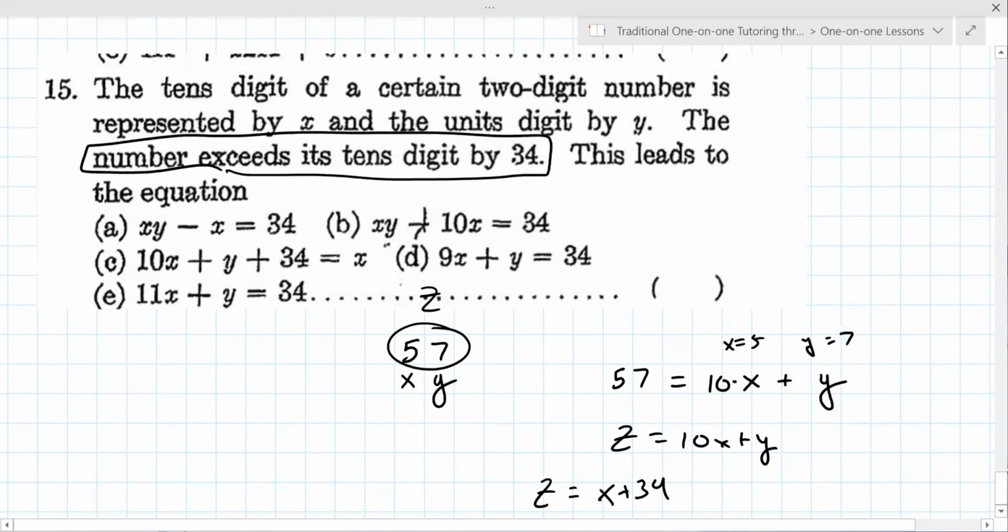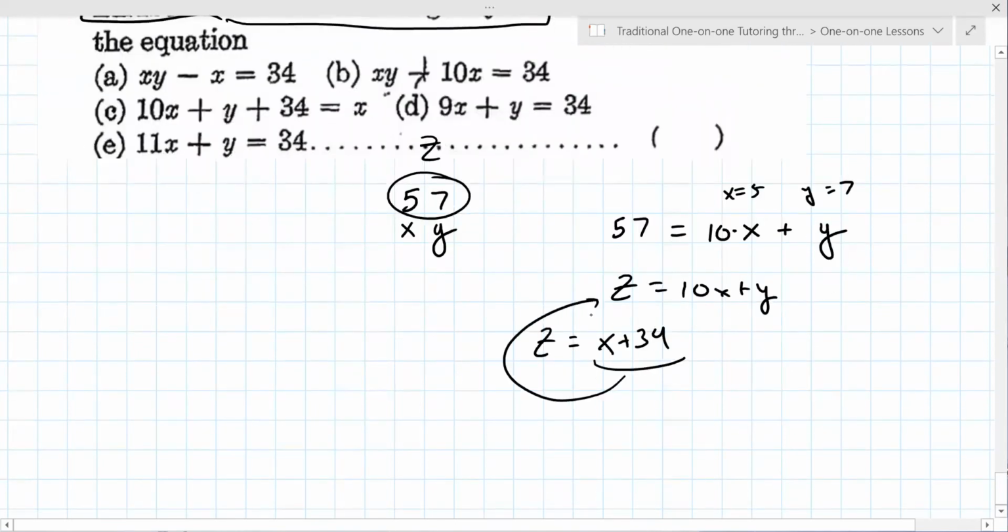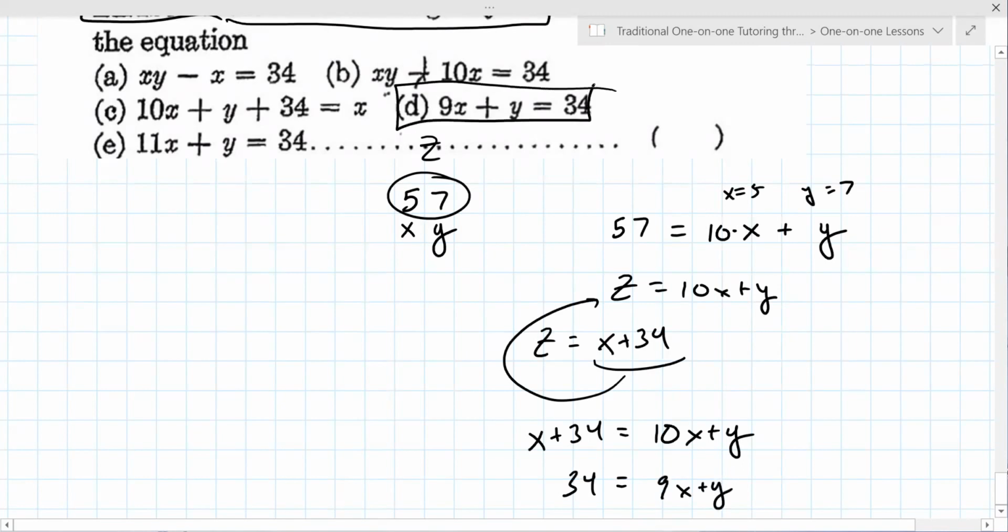The number is Z in this case, and the tens digit is X, so it exceeds it by 34. So you substitute that in: X plus 34 equals 10X plus Y. Then you figure out which of these equations it is. If you subtract X from both sides, you get 34 equals 9X plus Y. It looks like it's letter D. Excellent. On to number 16.